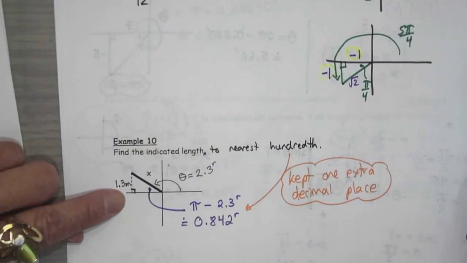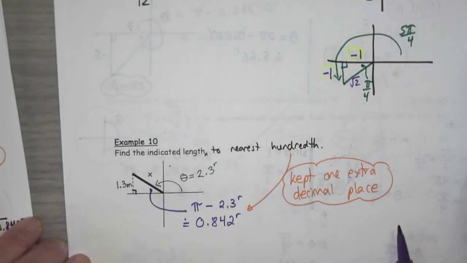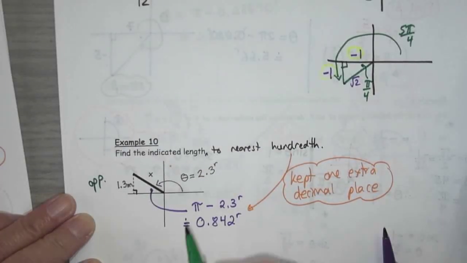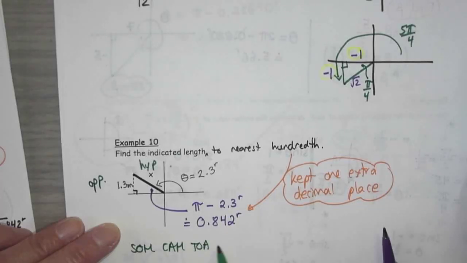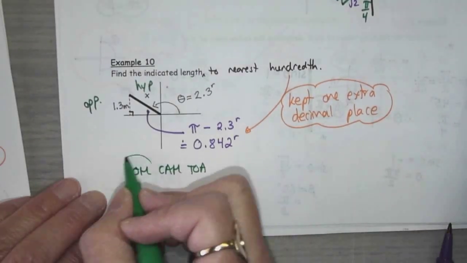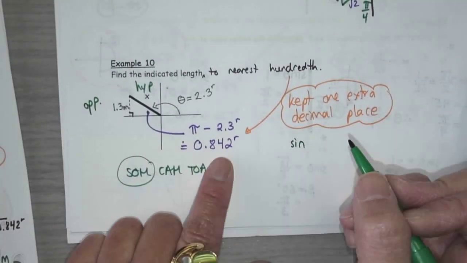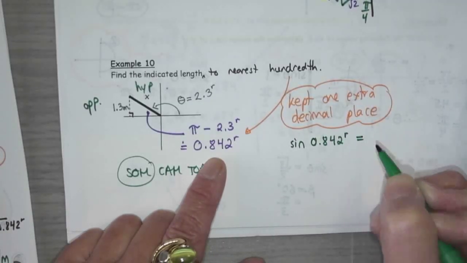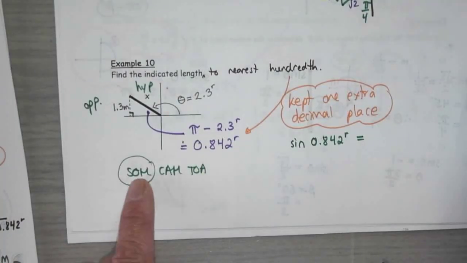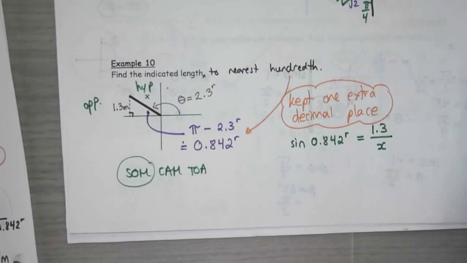This is a right angle. I should have put 90 in the original question. That was my fault. If you have a 90-degree triangle and you have this side, this is the opposite, and this is the hypotenuse. Using SOHCAHTOA, I know it's my O and H. So I'm going to go sine, and then you use this as your angle. So sine of 0.842 radians equals opposite over hypotenuse, so 1.3 over x, since the hypotenuse is x. And that's it. Now we just have to solve.